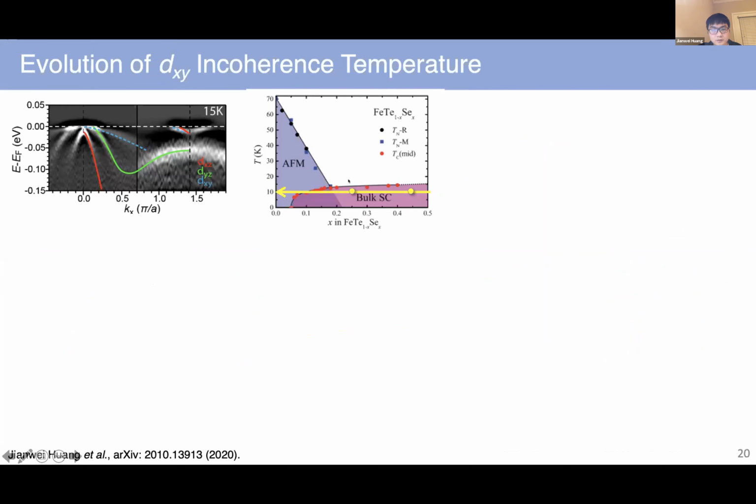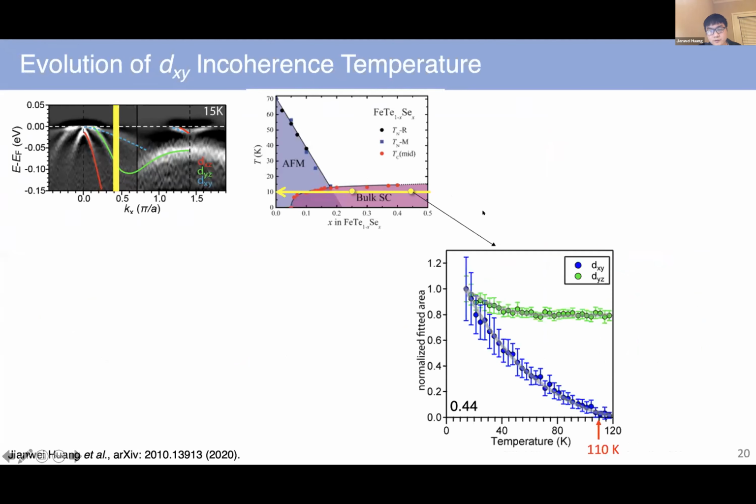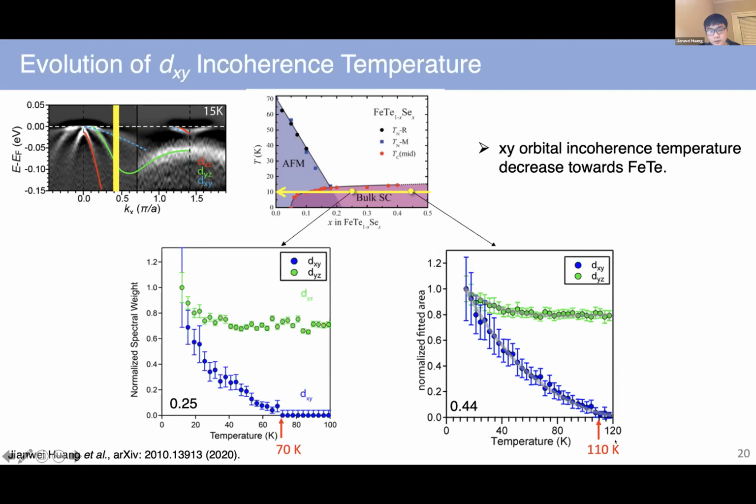We plot the spectral weight of different orbitals from two different samples of FTS, one with higher selenium content, one with lower. We find that the FTS with higher selenium content shows a higher dxy coherence temperature, but the compound with lower selenium content shows a lower dxy coherence temperature. So this really agrees with iron tellurium having an OSMP ground state.